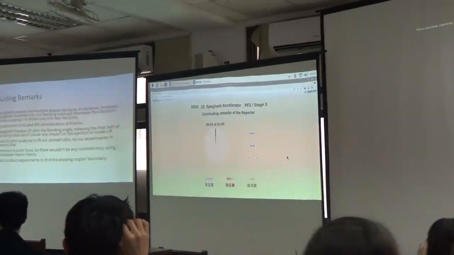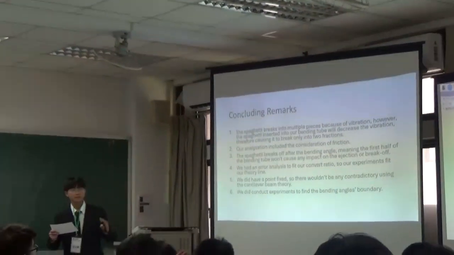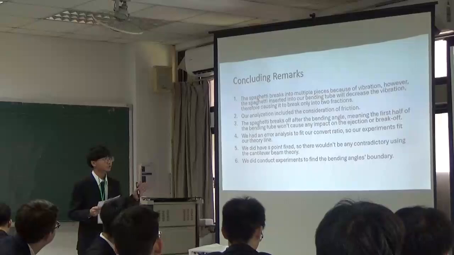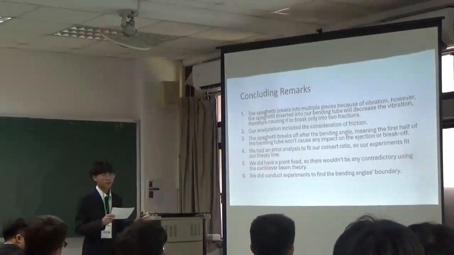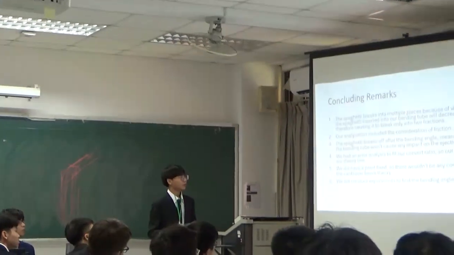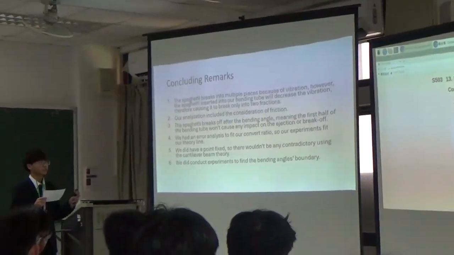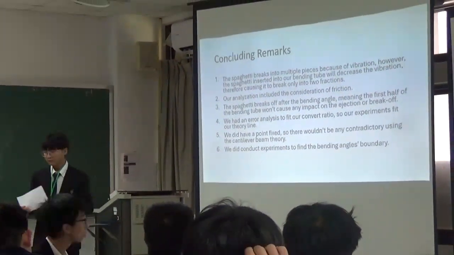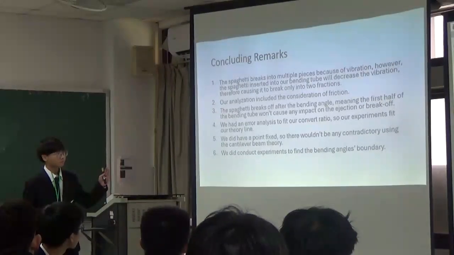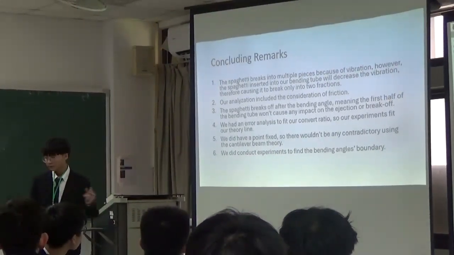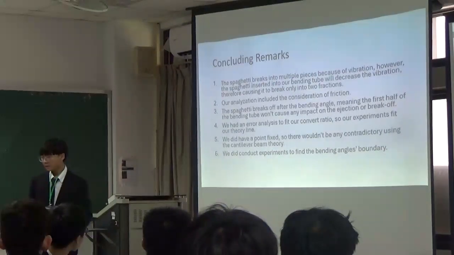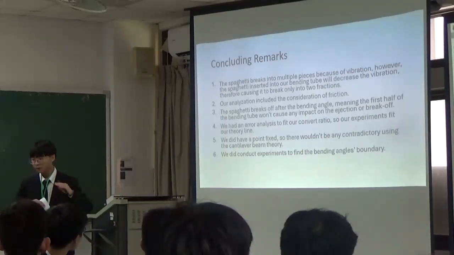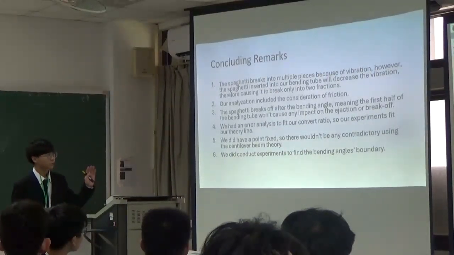This is our concluding remarks. First, the spaghetti breaks into multiple pieces because of the vibrations. But in our experiments, the bending tube will decrease the vibrations, so the spaghetti will only break into 2 pieces. And our analysis includes the considerations of the frictions. The reviewer mentioned that the 3D printed tube will cause the friction to be different, and that is one of our parameters because we make the heights of the printed tube different, so the friction is different.